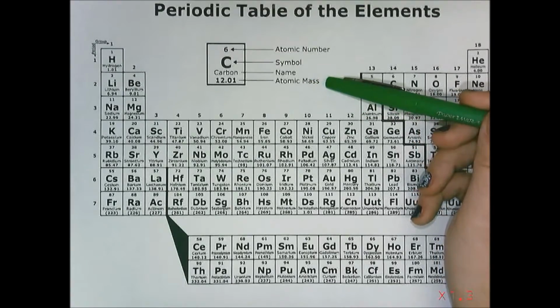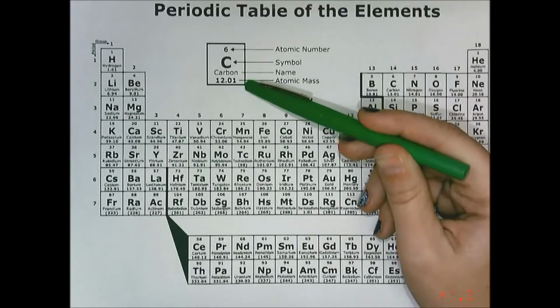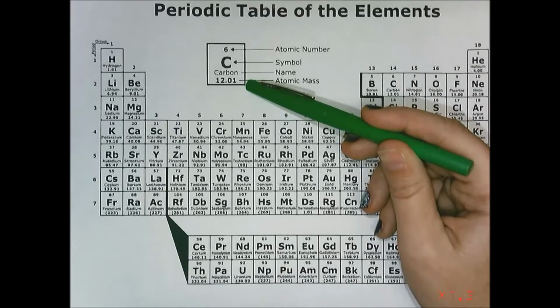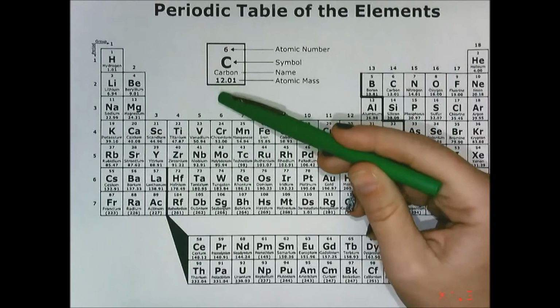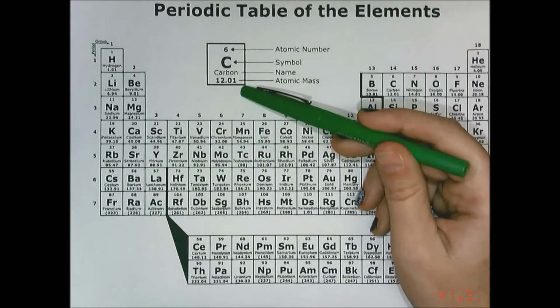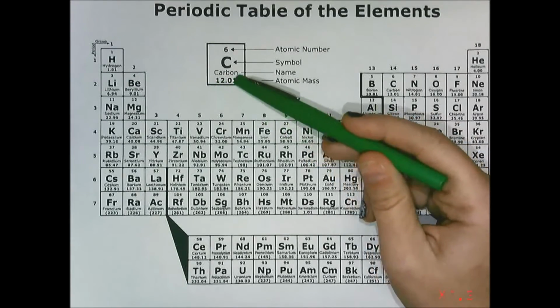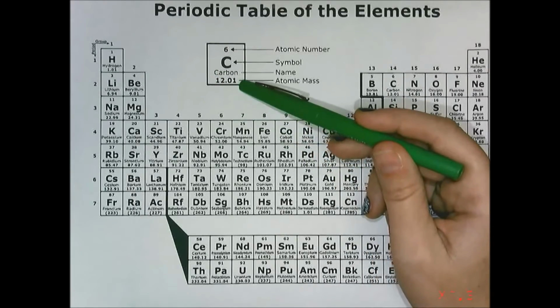And then the atomic mass. For carbon, it's 12.01 atomic mass units. And so when we need to find the mass number, we're going to round that to the whole number, and that would be 12 for what we call the most common isotope. If we change the number, it means we changed the number of neutrons and we created a new isotope.